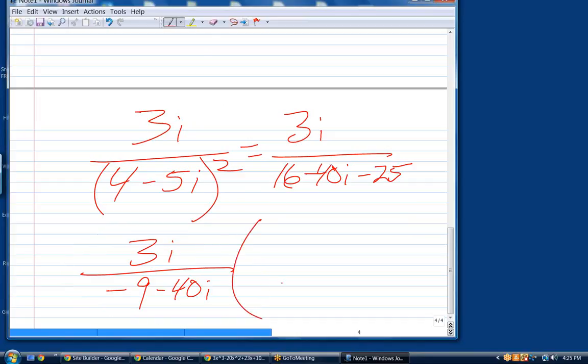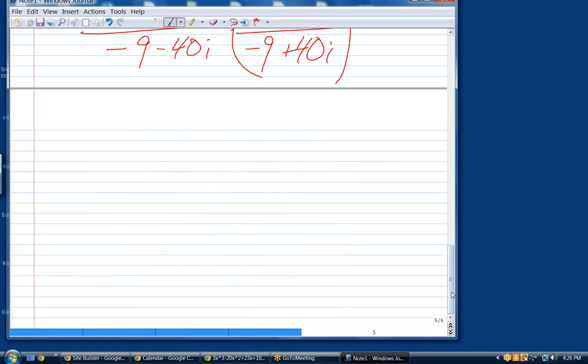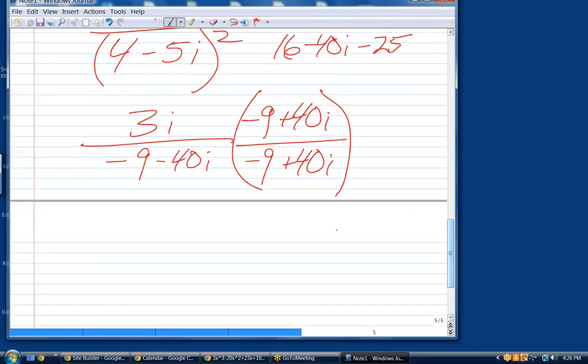So we still have to multiply this by the conjugate. What's the conjugate going to be? Negative 9 plus 40i. And you have to multiply top and bottom by that, because you can only multiply a fraction by the number 1. And then the conjugate's guaranteed to turn the bottom into a real number.